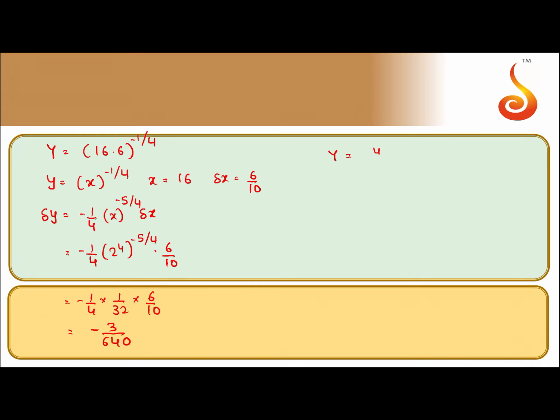So what is capital Y now? Capital Y is nothing but small y plus delta y. So what is small y? x to the power minus 1 by 4, minus 3 by 640. So this is equal to capital Y. So this will give you how much? This will give you 2 to the power 4, to the power minus 1 by 4, minus 3 by 640. So this will give you, it's nothing but 0.5 minus 3 by 640.